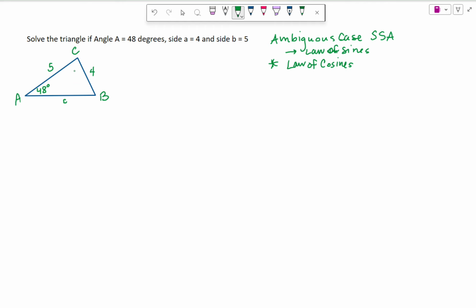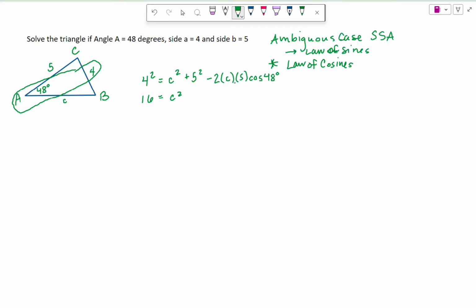The way we want to set up the law of cosines is to use the side and angle pair that we have. So we want to start with 4 squared and use that version of the law of cosines. We'd have 4 squared equals c squared plus 5 squared minus 2 times c times 5 cosine of 48. Use the 4 and then the 48 together. Let's simplify this a little bit and see what we have.